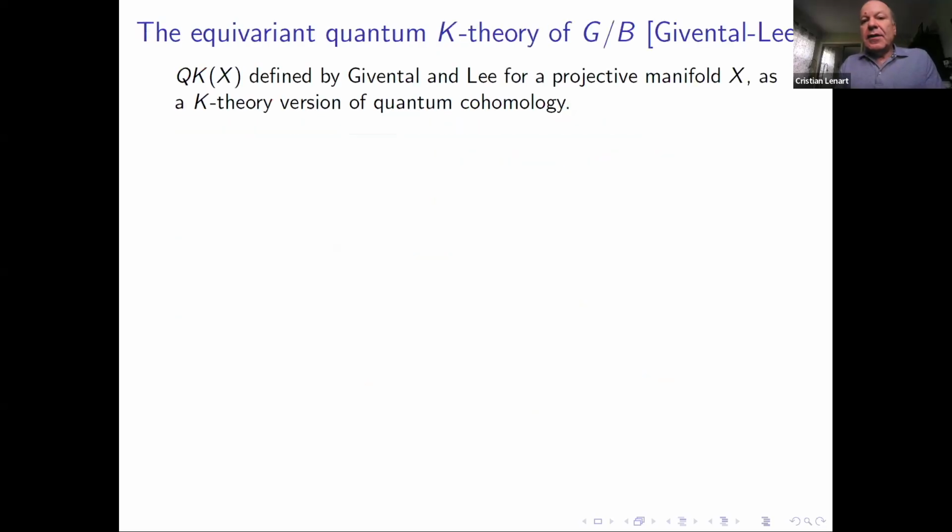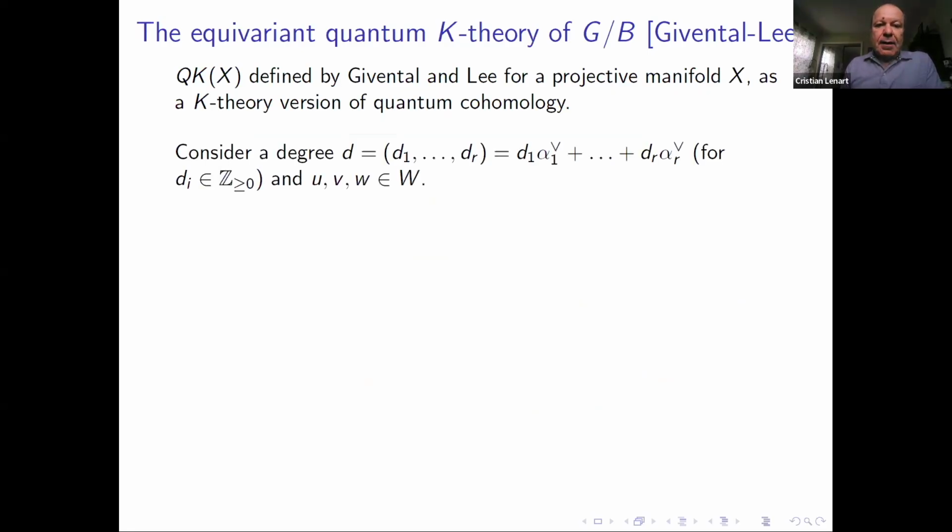So now we consider quantum K-theory of G mod B as defined by Givental and Lee. It's usually defined for a projective manifold X as a K-theory version of quantum cohomology. Just very briefly, how we define it. We consider a degree D, a sequence D1, ..., Dr of non-negative integers. Sometimes you think of it as the corresponding linear combination of the simple coroots.